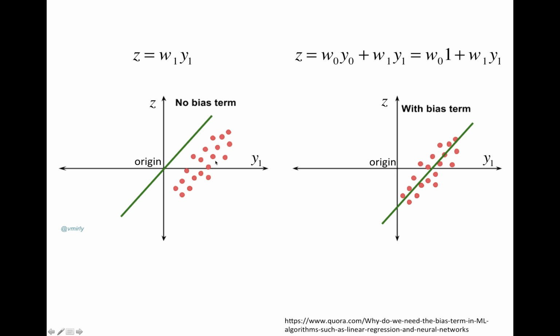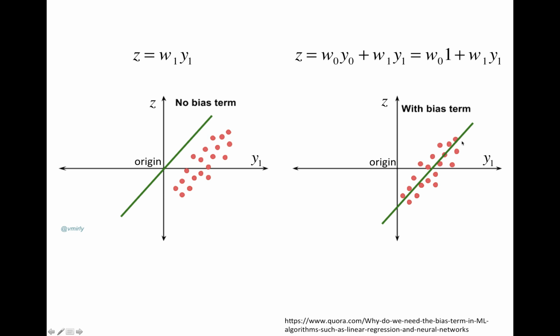But if we add a neuron with output equal to 1, now the Z-Y1 curve is going to look like this, because Y0 equals 1 now. So Z equals W0 times 1 plus W1 times Y1. One multiplied by W0 is W0, so it's W0 plus W1 Y1. It's not just W1 Y1 anymore. So if we add a neuron with output equal to 1, the Z-Y1 line is allowed to have a non-zero intercept on the Z-Y1 plane.